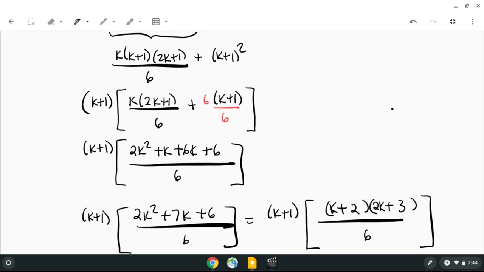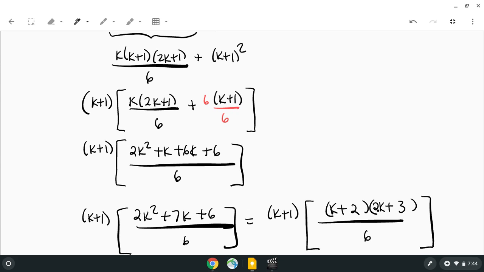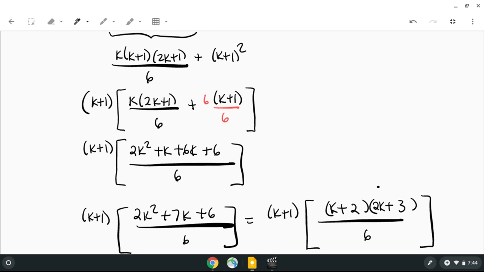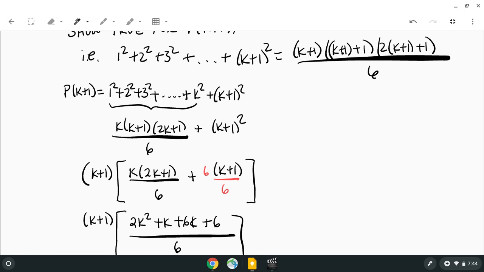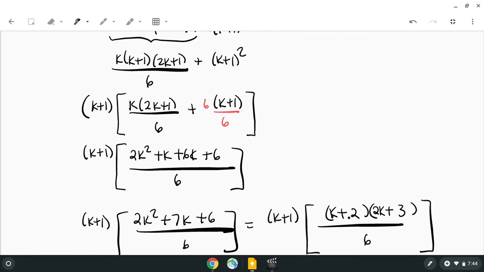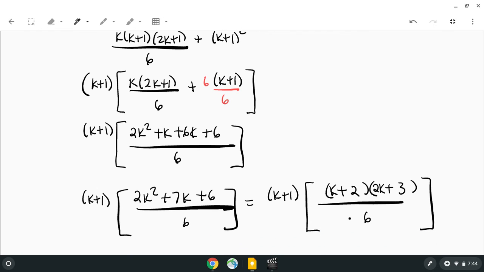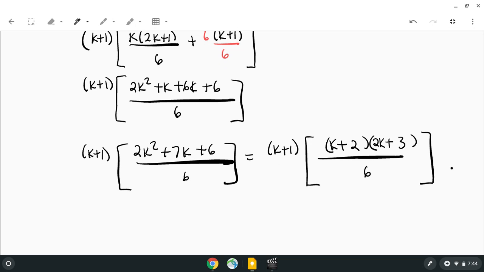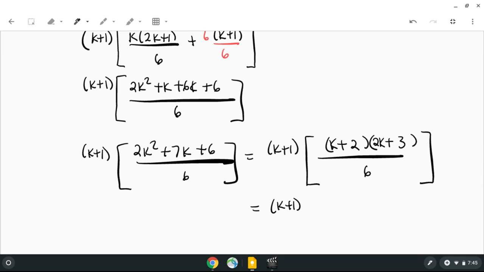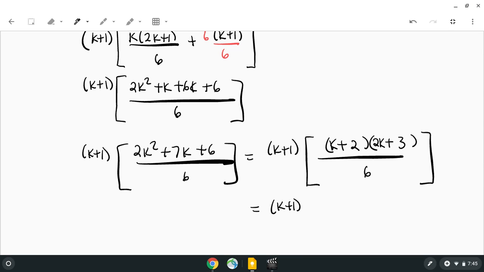Okay, so let's take a look. This factors out to (k plus 2)(2k plus 3). And let's take a look up here. Okay, so we have a k plus 1 plus 1. That's our k plus 2 part, right? So I can definitely rewrite that. Okay, so let's do that now. So k plus 1 plus 1.